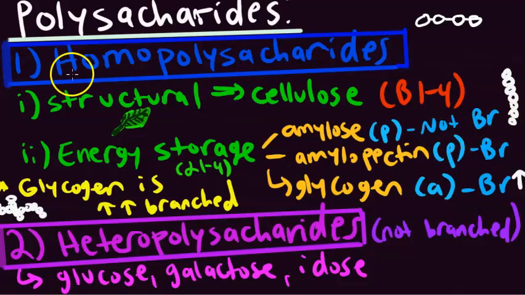So the first one is cellulose, which is a structural homopolysaccharide. Cellulose is found in plants with beta-1,4 links, and it plays mainly a structural role in plants. Hence I drew this leaf here, because cellulose, which we can eat as fiber, for example, is found only in plants with beta-1,4 links in it. Another type of homopolysaccharide is the form that allows plants and animals to store energy.